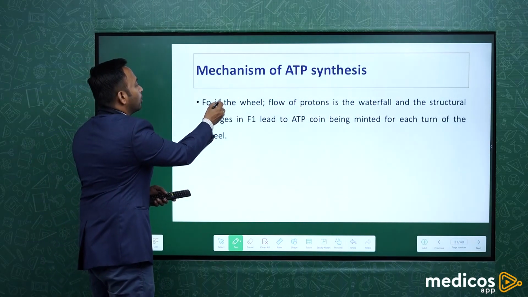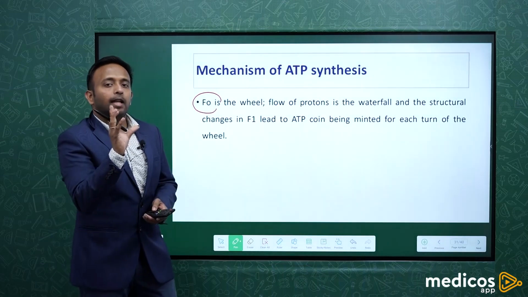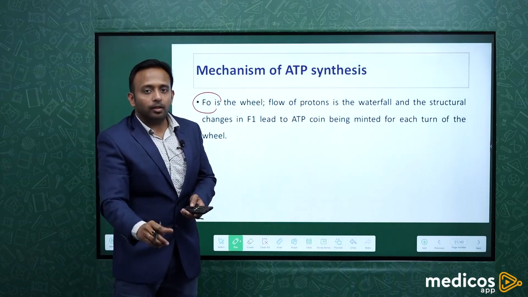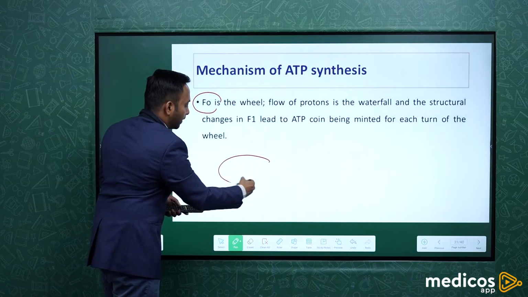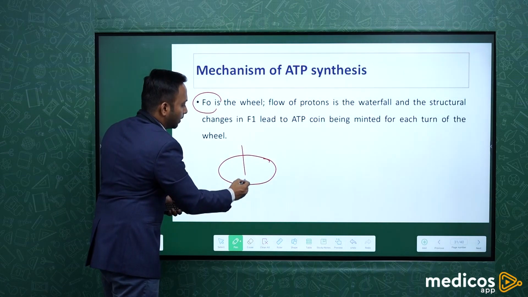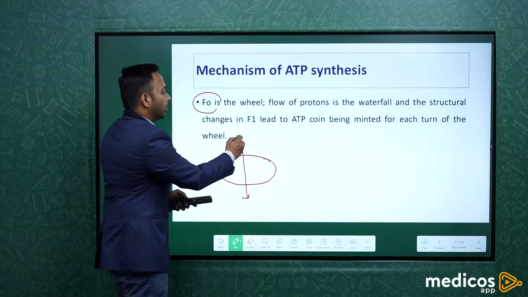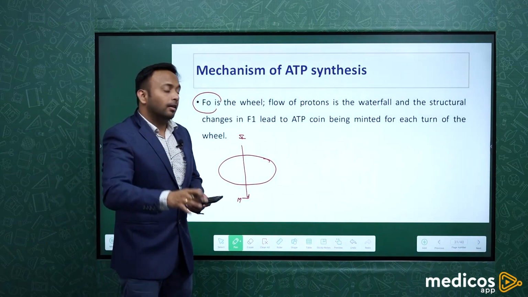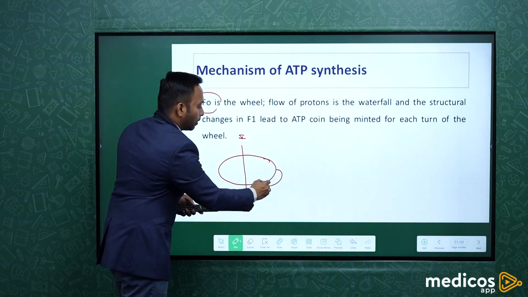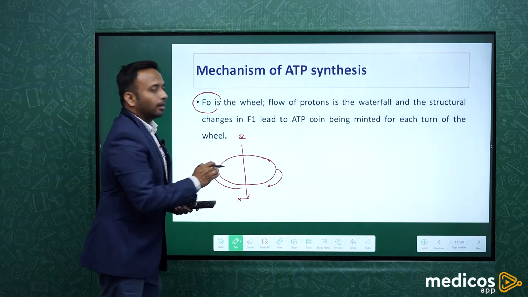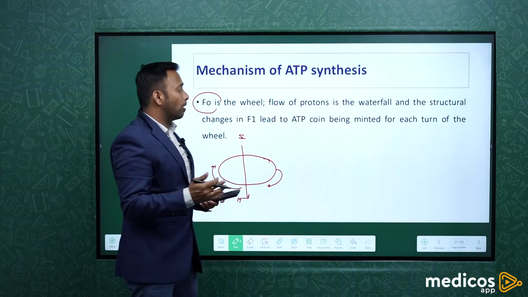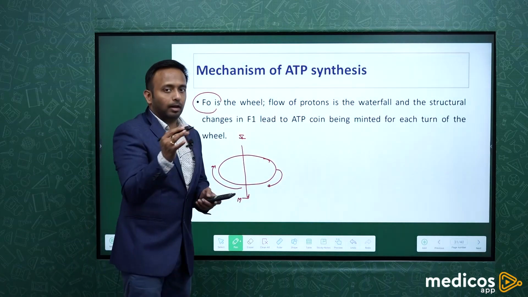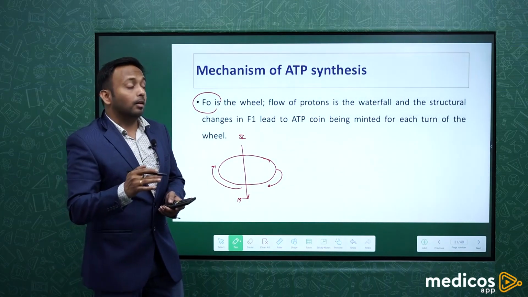How? The F0 complex acts like a wheel which can get rotated. If we imagine this is a wheel, when the proton gradient moves through this from the intermembrane space to the matrix, what will it do? It will blow with the force, with the direction. So this wheel starts rotating, there is rotation of the F0 complex. When F0 rotates, what happens to the F1 which is hanging? Definitely it will also rotate, which contains gamma, alpha and beta portions.